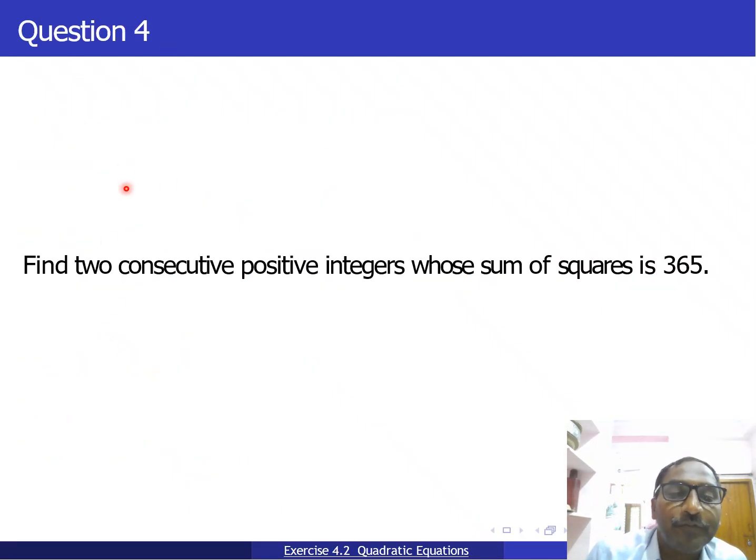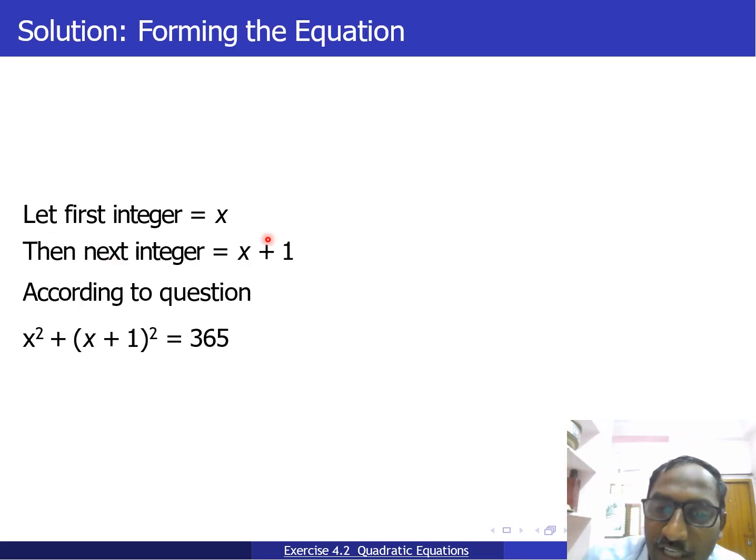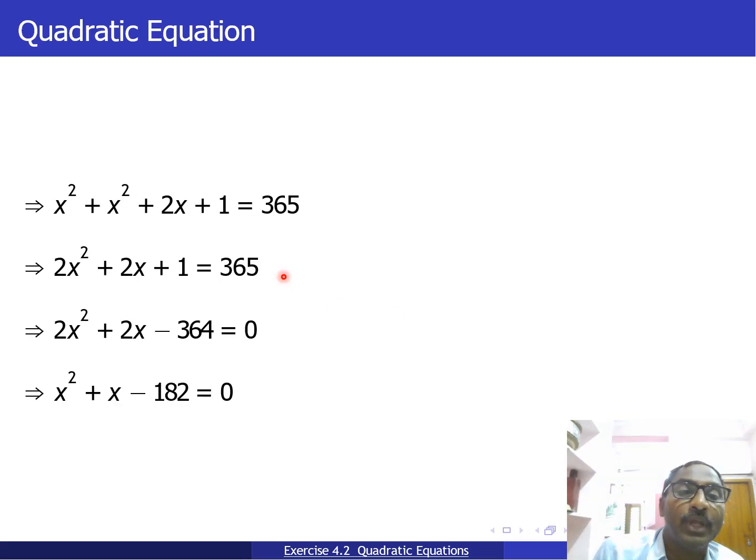Question number 4. Find two consecutive positive integers whose sum of squares is 365. So we have to find two consecutive positive integers whose sum of squares is 365. Let the first integer be x, then the next integer is x plus 1. According to the question, x square plus x plus 1 whole square equal to 365. So x square plus x square plus 2x plus 1 equal to 365.